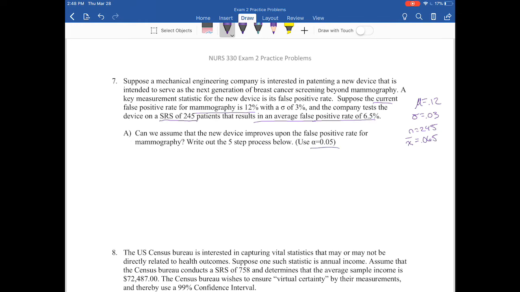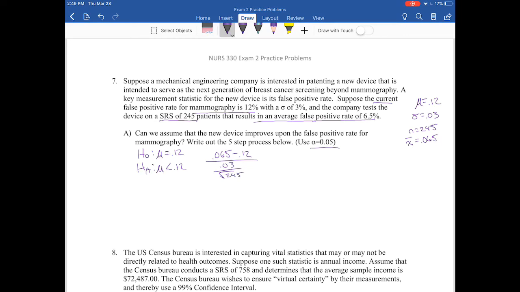Now we're going to write out our 5-step process using alpha at 0.05. Our null hypothesis is mu equal to 12. We as the researcher want to reject the null, and we want a better machine that's going to give better results, so our alternative is mu less than 12. We put in our z-test formula, x bar minus mu over the standard error of x: 0.065 minus 0.12, all over 0.03 over the square root of 254.